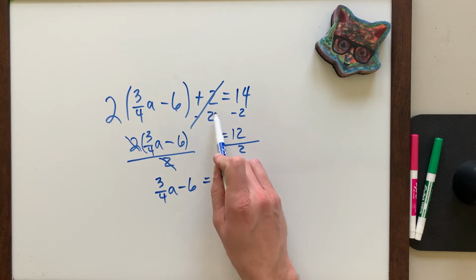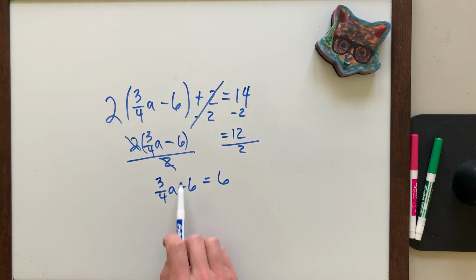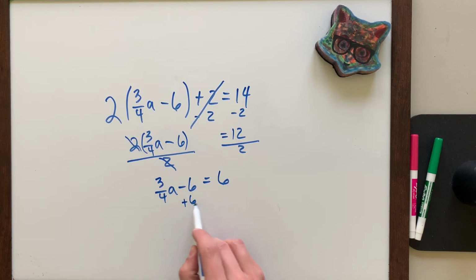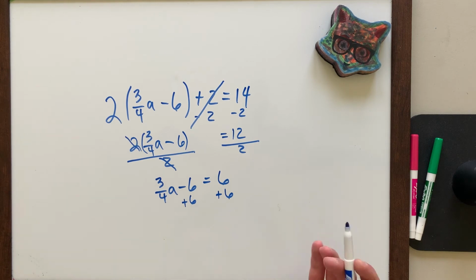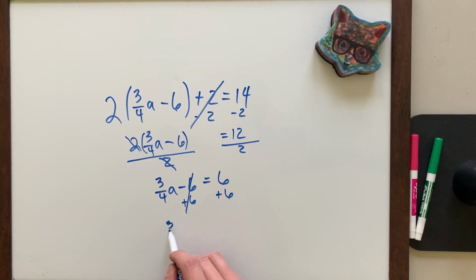We did the outside here, and then we went to the next outside, and now I'm down to this, which means that the minus 6 is the most outside, so we're going to peel that layer away, okay? Doing to both sides of the equation the same thing, and canceling out the terms by doing the opposite operation. These cancel, and I get 3/4 a is equal to 12, okay?